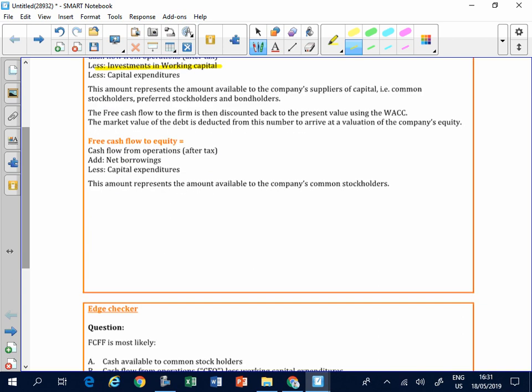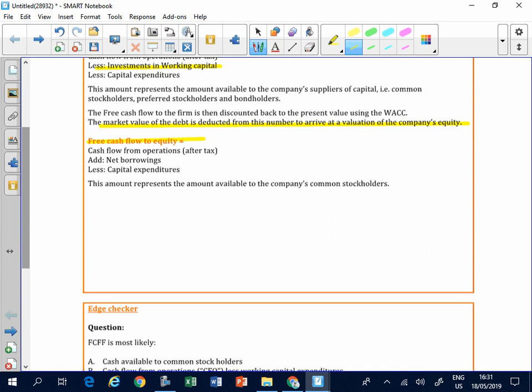Okay, so market value of debt is deducted from this number to arrive at the valuation of the company's equity, because you've worked out what the entire company is worth. So you deduct the market value of debt, and you get to basically what's left for the equity guys. The interesting thing about this is that there's a few adjustments as well. If you actually see it in the market, they also do adjustments for pension liabilities and all that stuff, but you guys don't need to worry about that.